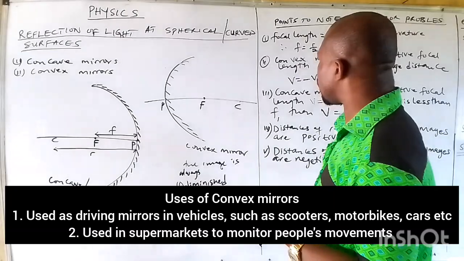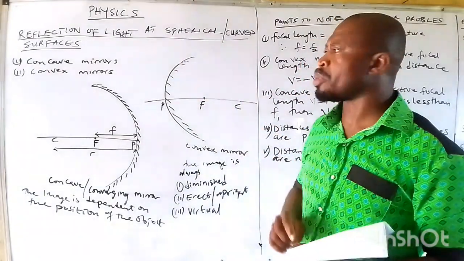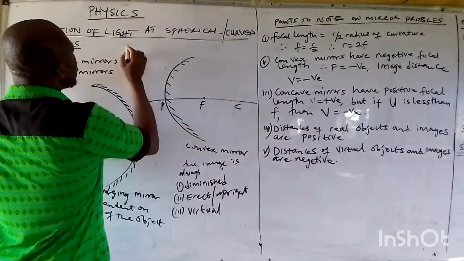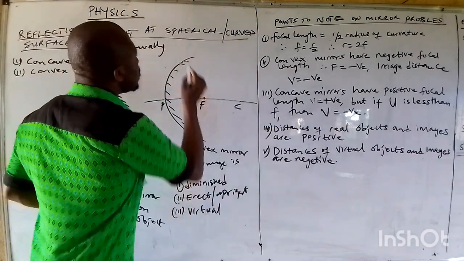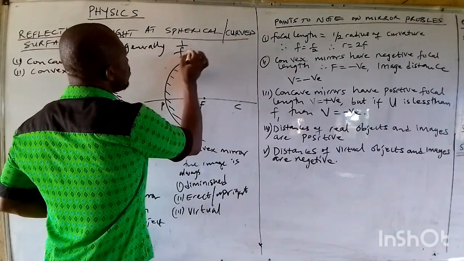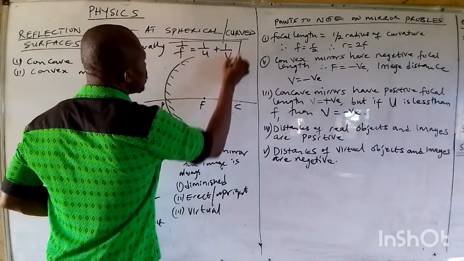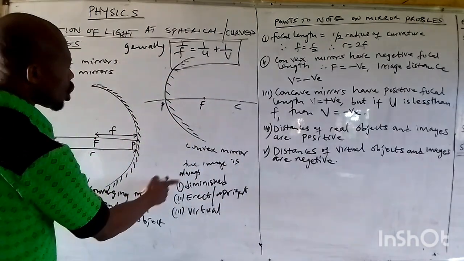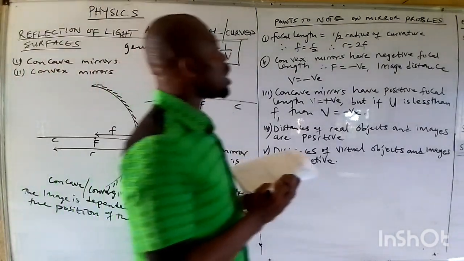Now we'll talk about the calculation. For calculation purposes, we have a mirror formula. Generally, the mirror formula is expressed as 1 over f is equal to 1 over u plus 1 over v. This is a general formula for mirrors. It is applicable to both convex mirrors and concave mirrors.